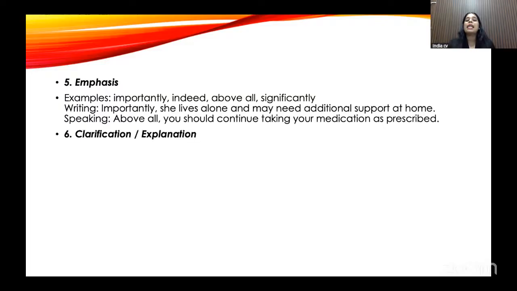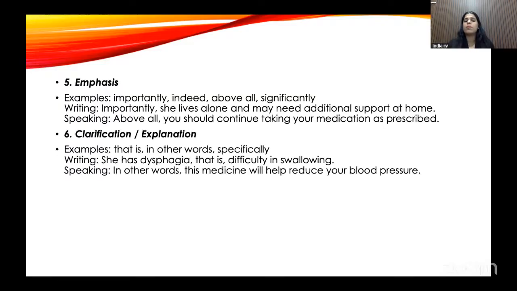Now, clarification or explanation. Suppose I want to clarify something. So here that is in other words, or I want to specify something. So here I can say that she has a condition that is difficulty in swallowing. Or in other words, this medication will help reduce your blood pressure. So suppose if you want to add extra information about something, you want to clarify, you want to give information here, you can use these connectors.